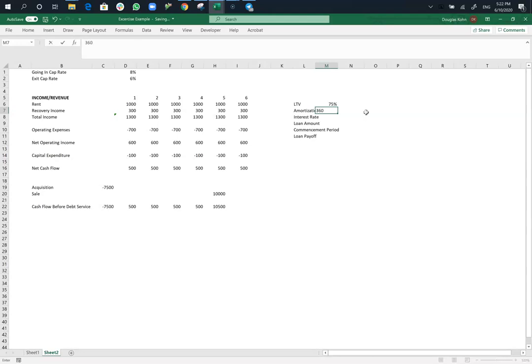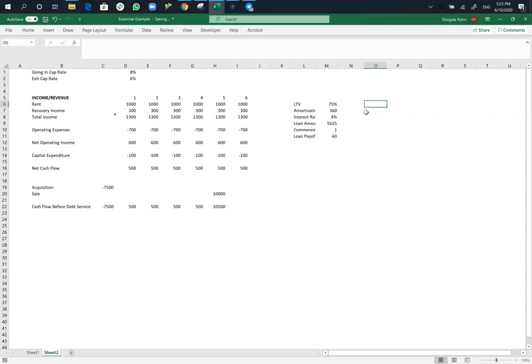We have an amortization period of 360. That's the schedule of paying off the loan principal. Say an interest rate of 4%, a loan amount of the purchase price times negative 75%, payoff commencement period of the first period, and a loan payoff of month 60. It's the end of 5 years, and the amortization period is 30 years. Everything has to be expressed in months to start with.